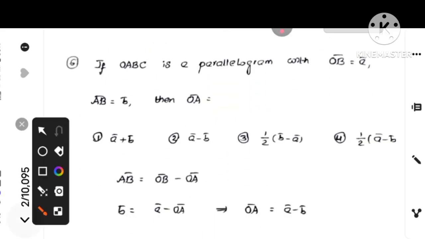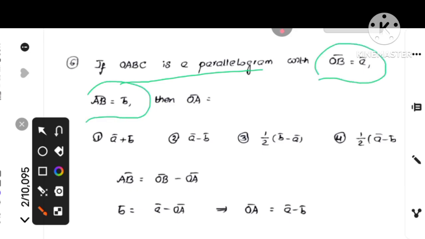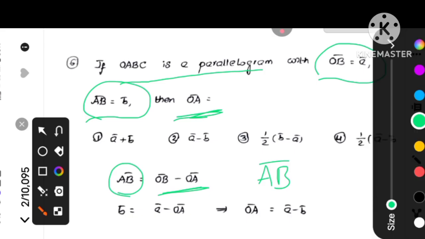Okay, see here, OABC is a parallelogram, and given that OB bar is equal to A bar and AB bar is equal to B bar, then what is OA bar? Very easy question. First, simply take the AB bar formula. What is the AB bar formula? OB bar minus OA bar. Now replace the given vectors here, then you will get the answer directly.